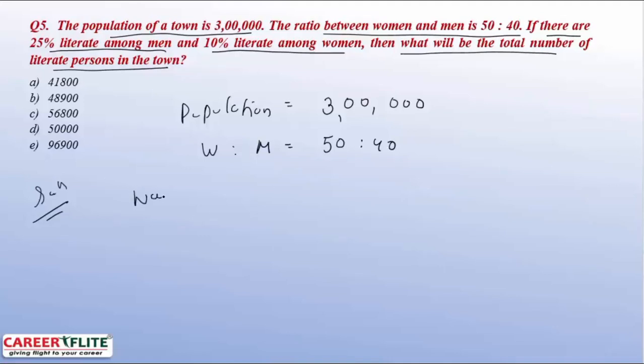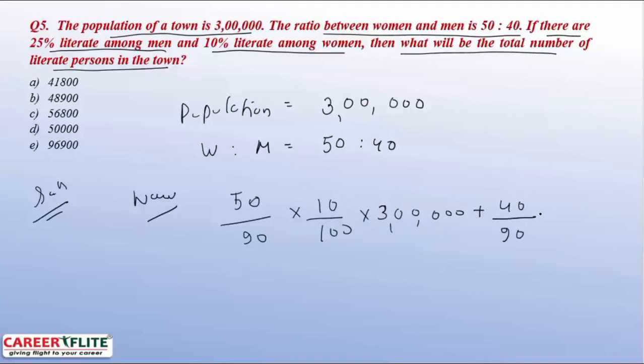Now we have to find the total number of literate persons. So the ratio has been given as 50:40. So 50 by the total number of people, that is 90, so 50 by 90 is for women. How many women were literate? 10% were literate, out of the total population of 3 lakhs. Plus 40 by 90 is for men, and how many men are literate? It is 25 by 100 of the total population.